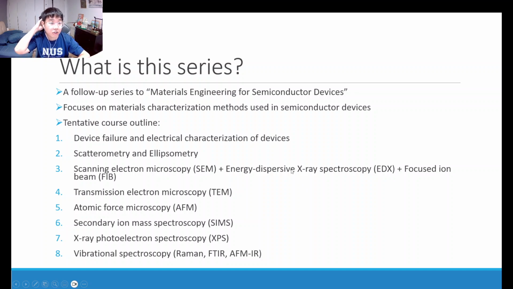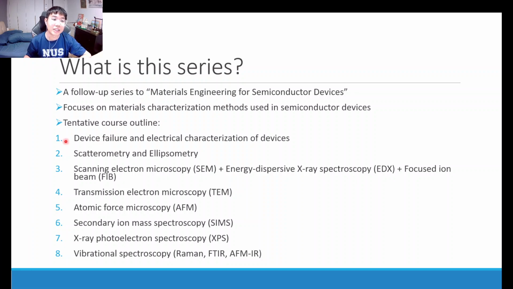So this series is a follow-up series to my previous series, which is on materials engineering for semiconductor devices. While my first series largely focused on the process engineering aspects on how to synthesize and fabricate a semiconductor device, this series focuses more on the materials characterization techniques used to analyze the semiconductor devices produced in the fabrication steps outlined in the first series, as well as to determine whether the fabrication process is going well or not. So for this particular series, the outline will be roughly as follows.